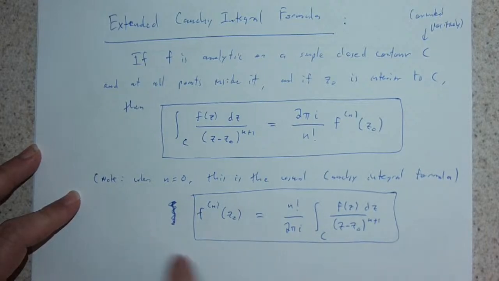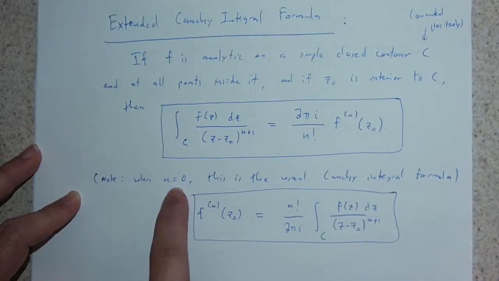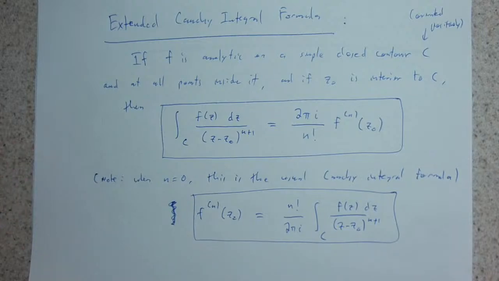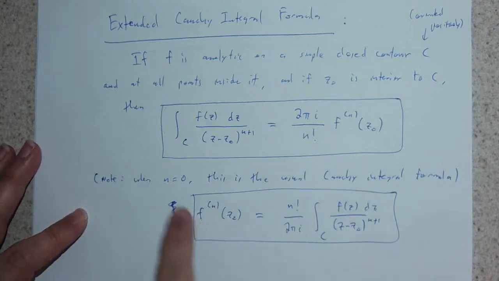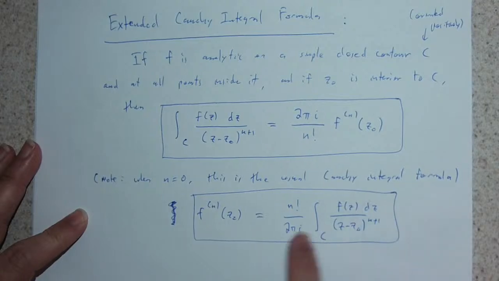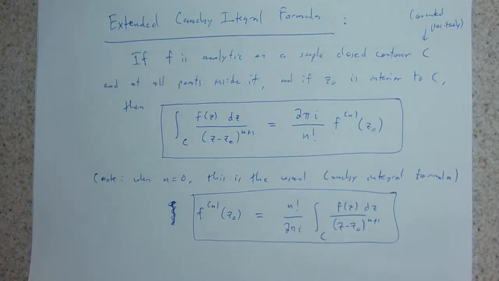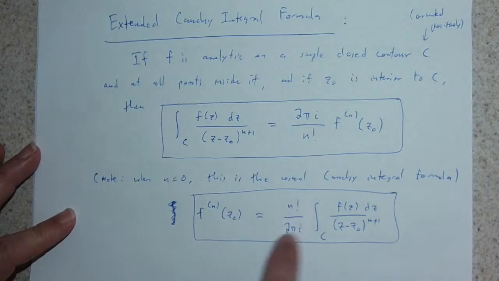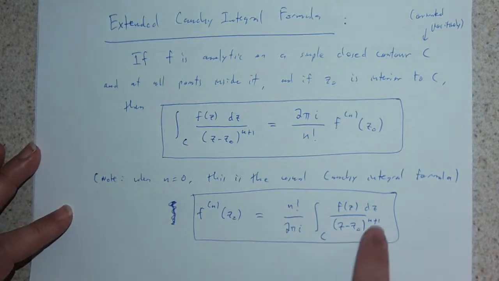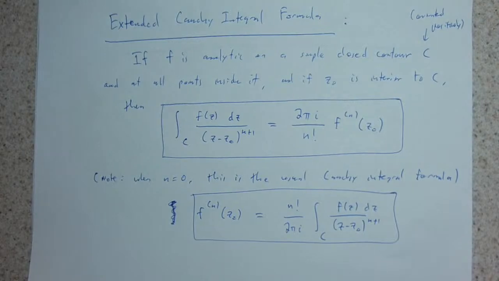Or writing it like the original Cauchy integral formula, the nth derivative of f at z naught is n factorial over 2 pi i times this contour integral. You can notice that if n is equal to 0, then the 0th derivative of f is just the function itself. So if n is equal to 0, this is actually just the Cauchy integral formula, because 0 factorial is defined to be 1, so the value of f at z naught is 1 over 2 pi i times the integral of f over z minus z naught to the first, right?